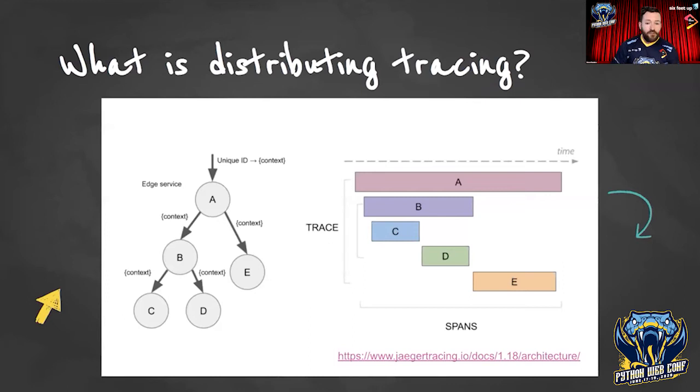So what is distributed tracing? Well, I took this infographic from Jaeger Tracing. Jaeger is an open source client library, data collection and backend for distributed tracing data. It came out of Uber. And on the left here, you basically have a representation of a call tree. So you can think of basically every circle being a different service in your environment.